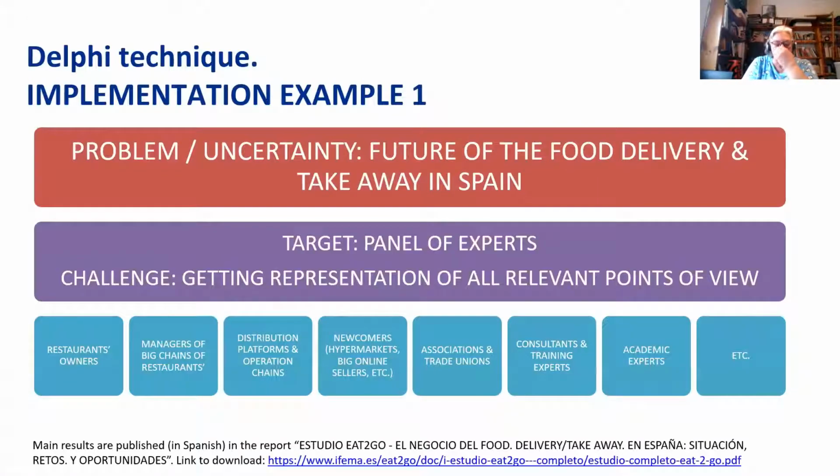In this case, I don't know, I'm not going to show this really. I have here, if you want to check a professional example with an experts panel, you can check the link below. It is a prospective survey about food delivery and takeaway in Spain, conducted just before the pandemic.